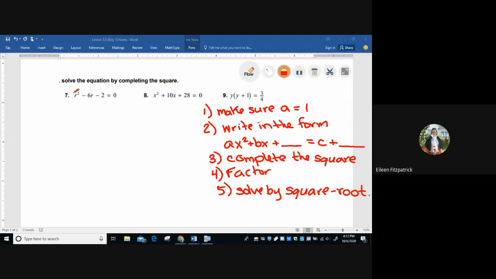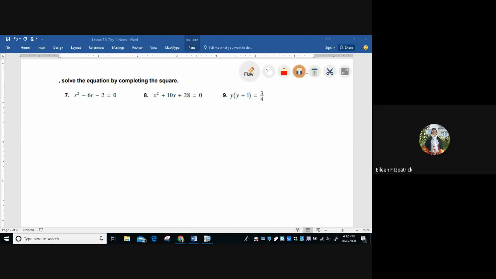Okay, so for the first problem, my A value is a 1. I can already see that. And if I want to list them, I'd say, okay, A is 1, B is negative 6, and I'll have to figure out C in a second. Then it says write in the form ax squared plus bx plus blank equals c plus blank. Well, I don't know where any of that just went. Didn't mean to erase it.